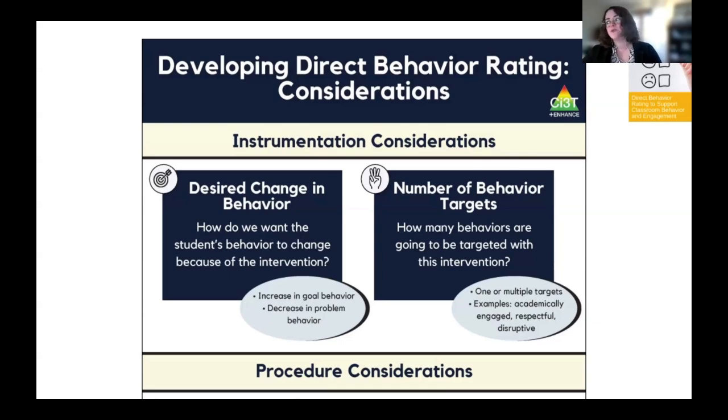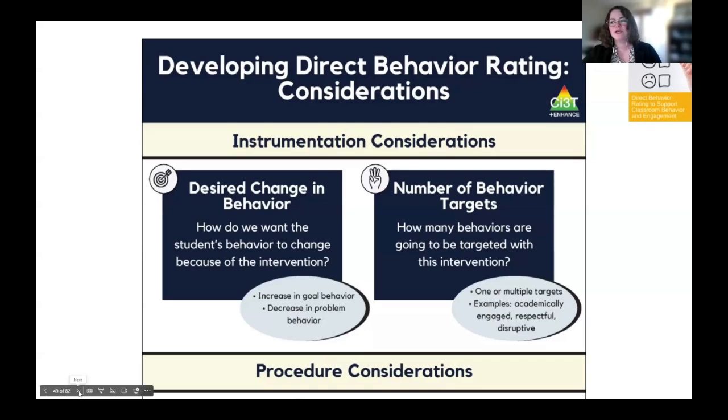The three examples that you see listed here, academic engagement, respectful behavior, and disruptive behavior, are three of the most common that you might come across when learning about DBRs. You could include all three of these, one of them, two of them, or again, your own operationally defined behaviors.